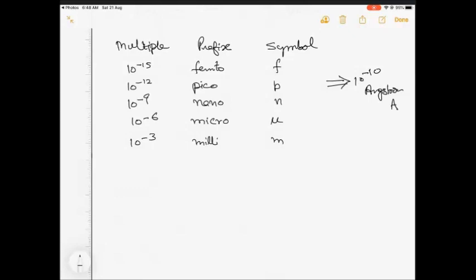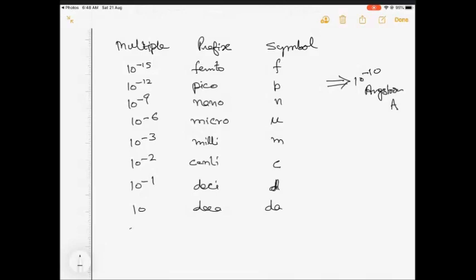Then we come to 10 raised to the power minus 2. It is centimeter, and we call it centi. If it is meter, we call it centimeter, and centi is represented by letter C. Then 10 raised to the power minus 1, or 1 by 10, as in decigram, decimeter. This is represented by D. And if there is 10, it becomes deca. Deca is DA.